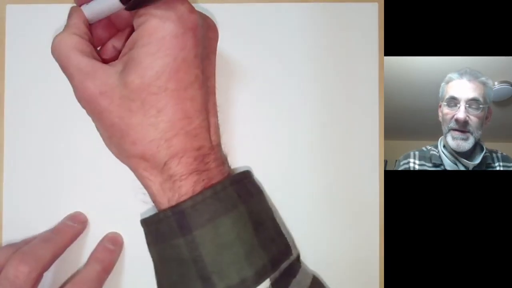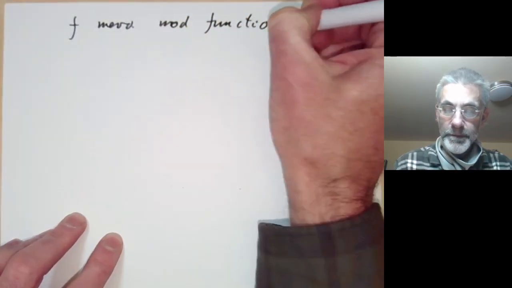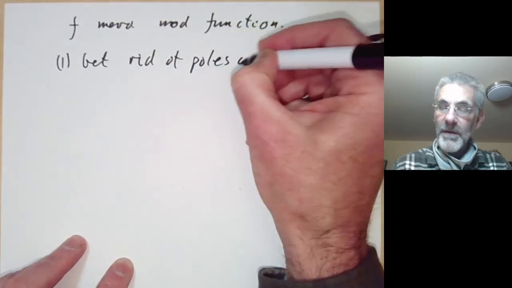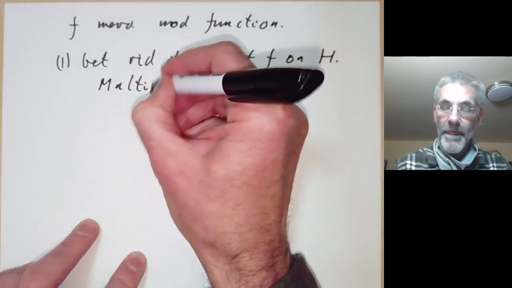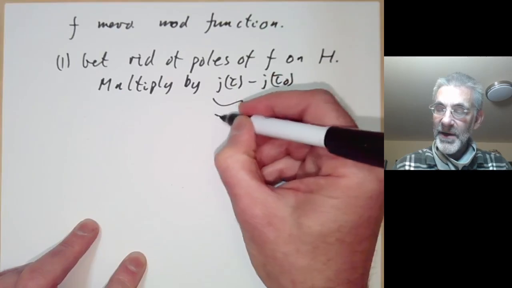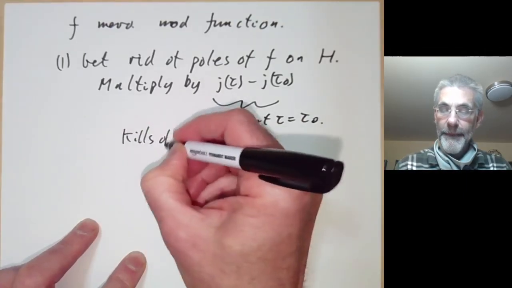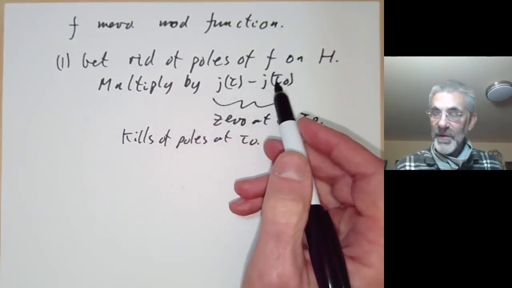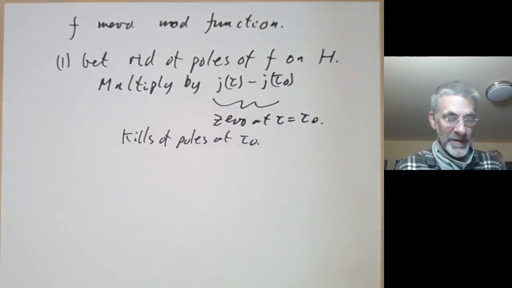So how do we prove this? Suppose f is a meromorphic modular function. Then what we do is, first of all, we get rid of the poles of f on the upper half plane H. And that's quite easy to do because we can just multiply by j of tau minus j of tau 0. This has a 0 at tau equals tau 0, so it can be used to kill off poles at tau 0. And so we can kill off all the finite number of poles in a fundamental domain, and since everything is invariant under SL2, that will kill off all poles in the upper half plane.